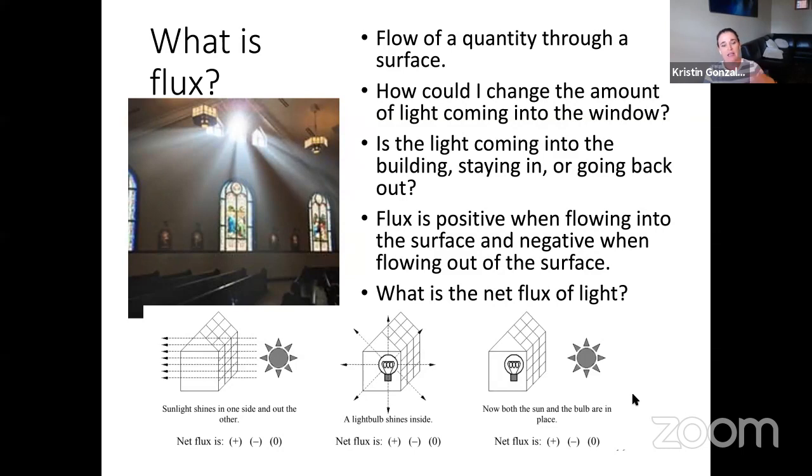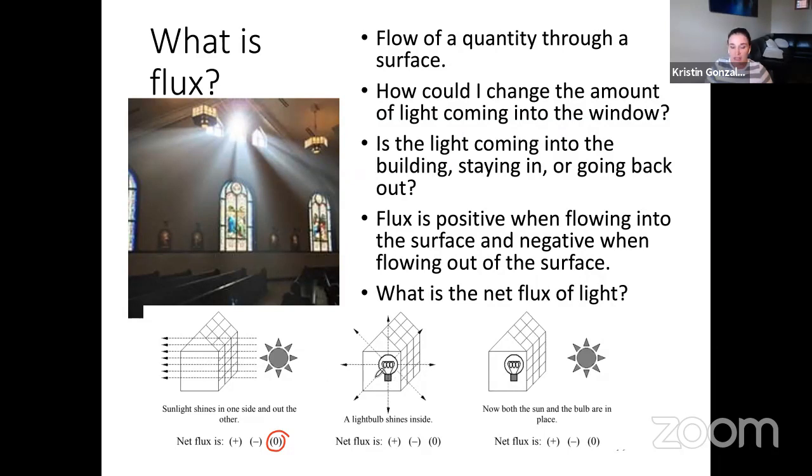So if we had light inside the building that's flowing out, like the middle picture, that would be a net positive flux. But the first picture, we have just as many light rays going into our building as going out. Let's imagine this is a glass greenhouse. Just as much as is coming in is going out. And so that would be zero net flux because there's the same amount going in as there is coming out.